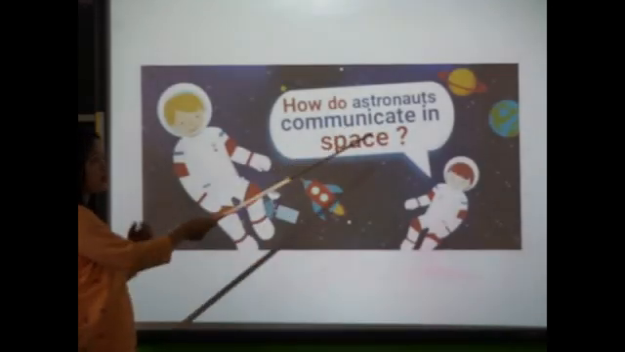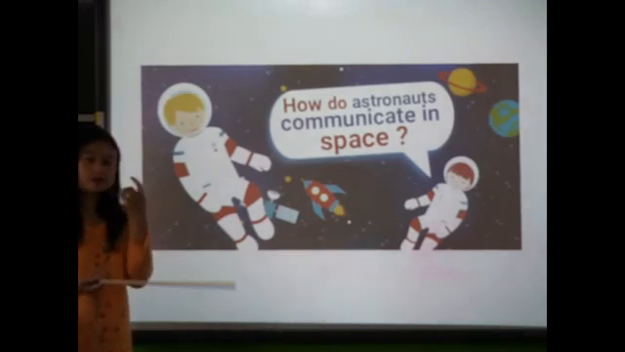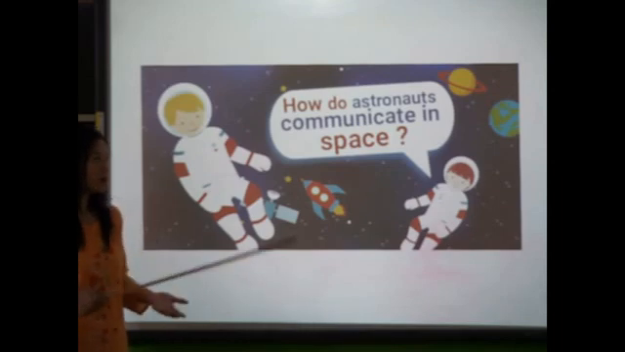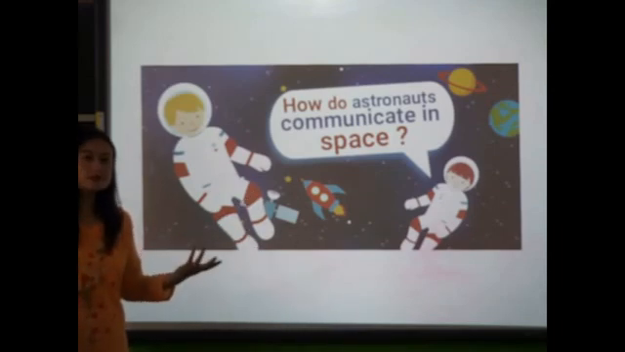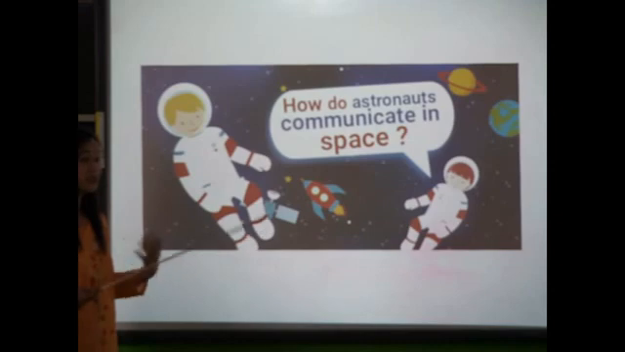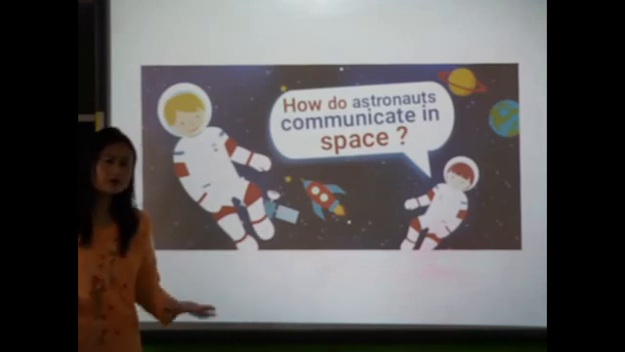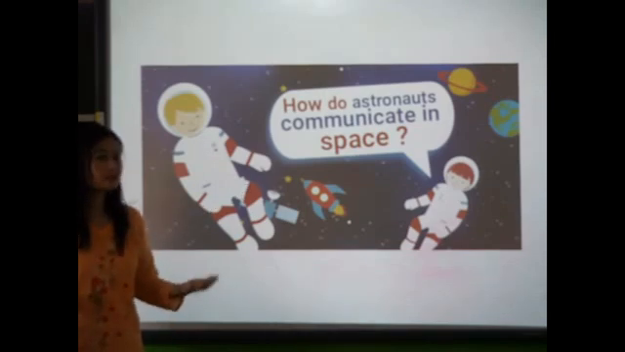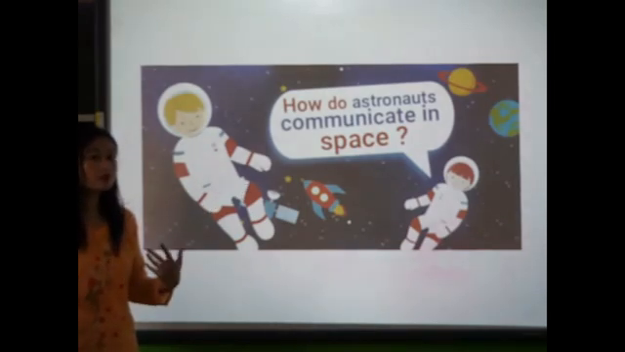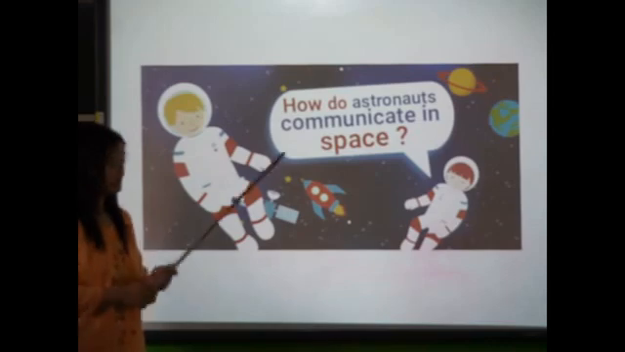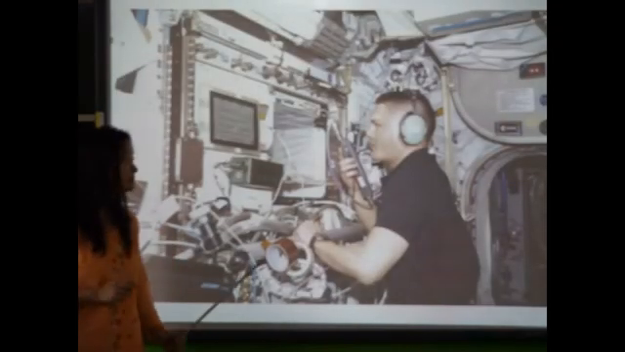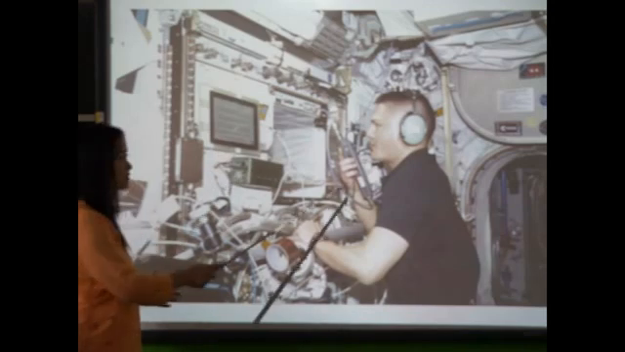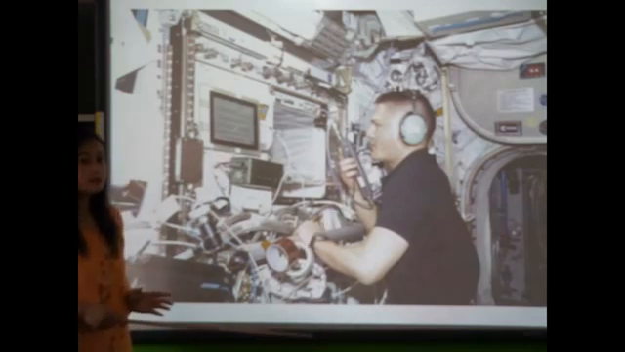How do astronauts communicate in space? As we know, there is no air, there is no atmosphere, so there is no medium in order to communicate. You can shout over there, you can scream at the top of your voice, but still the other person will not be able to hear your voice unless we use radios. This is what they use to communicate over there in space.